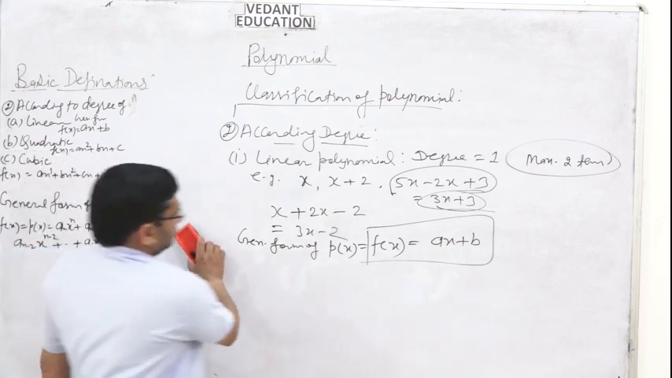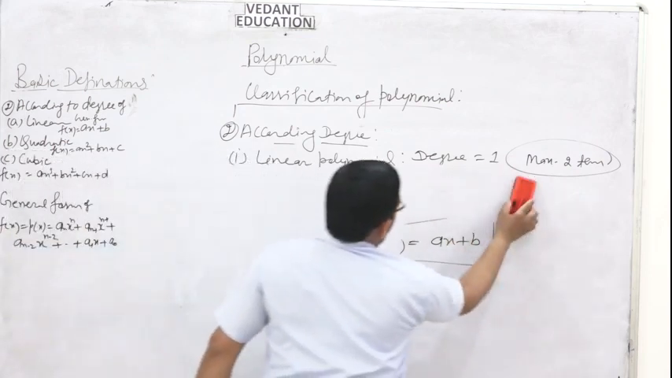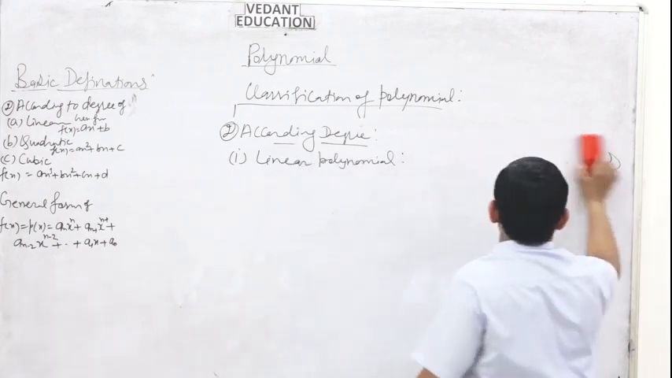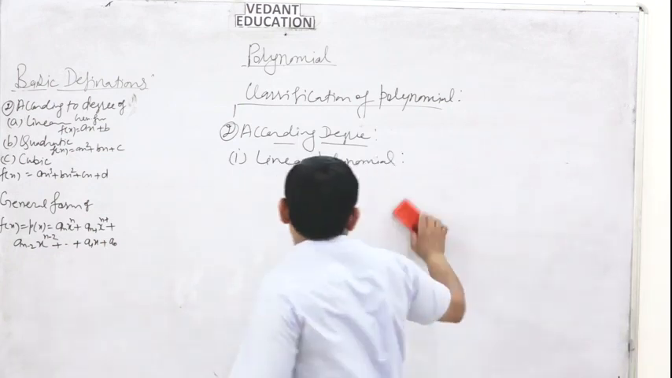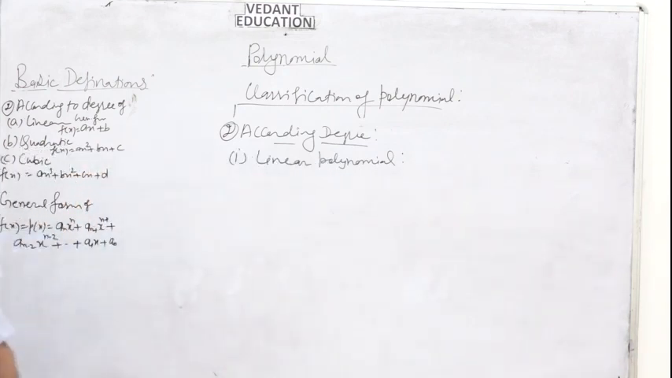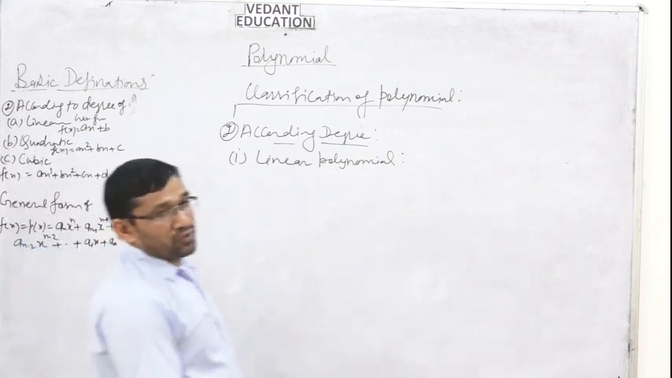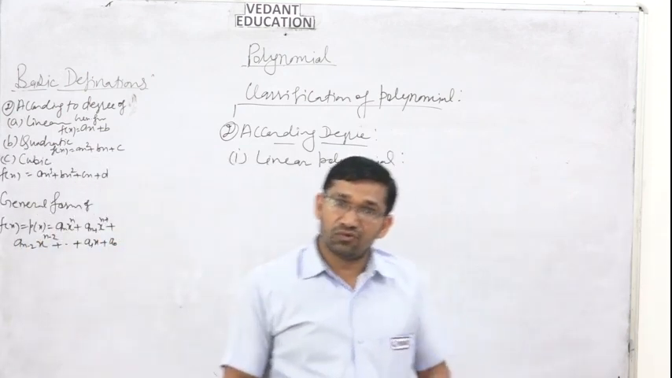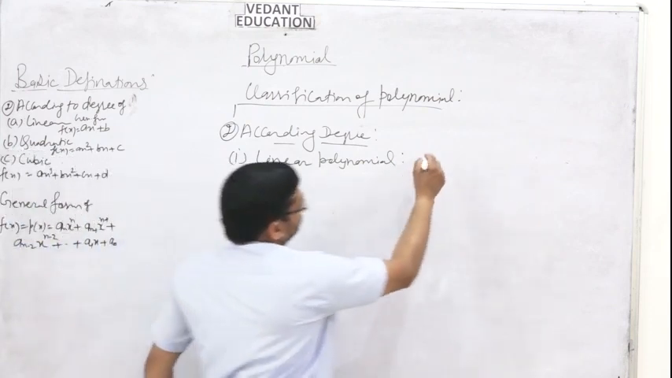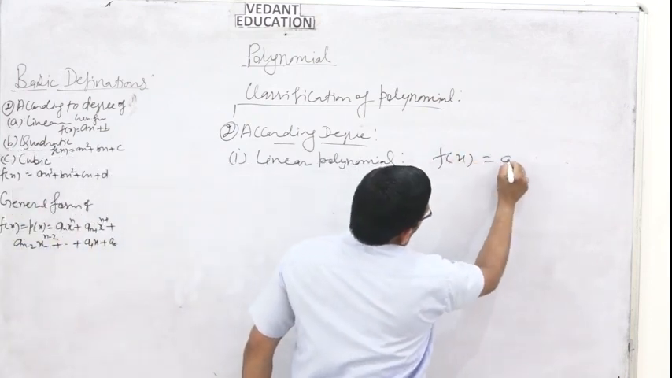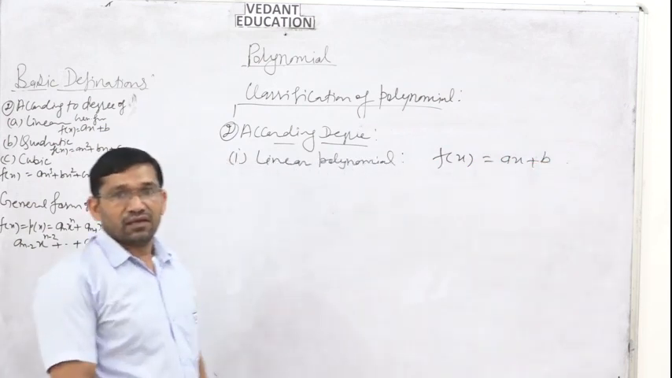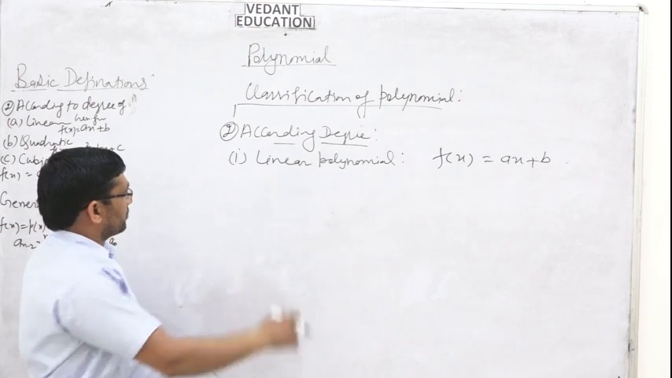So this is linear polynomial. The polynomial which has degree 1 is known as linear polynomial, and linear polynomial has maximum two terms, minimum one term, and the general form is f(x) is equal to ax plus b, where a and b are constants and x is variable.